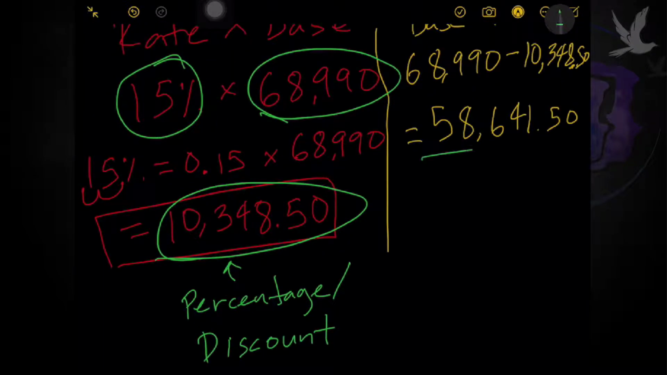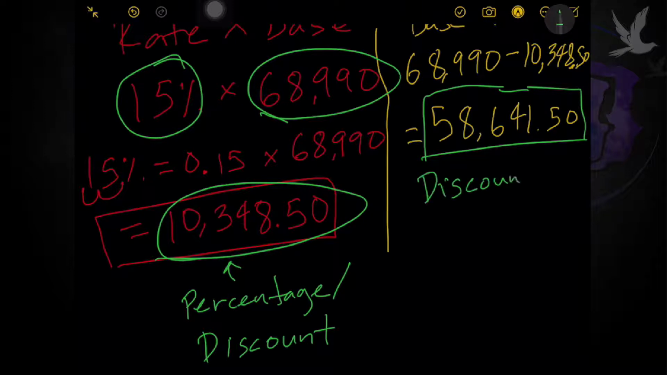While this one right now, after removing the discount from the original price, this is now your discounted price. Discounted price, ibig sabihin yan ang inyong babayarin. Ibig sabihin that this amount, 58,641, is what you're going to pay to whoever that is. The cashier, the owner, or your friend, kahit sino.